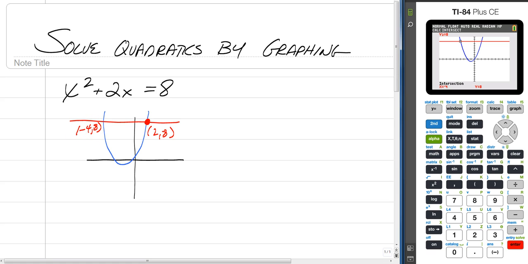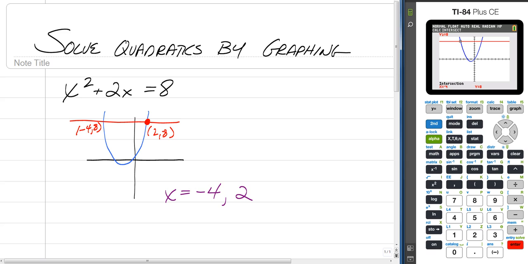So our solutions are the x values. Remember, we're solving for x. So we have x is equal to -4 and +2. And there you have it. That's it. That's how you use your graphing calculator to solve a quadratic.